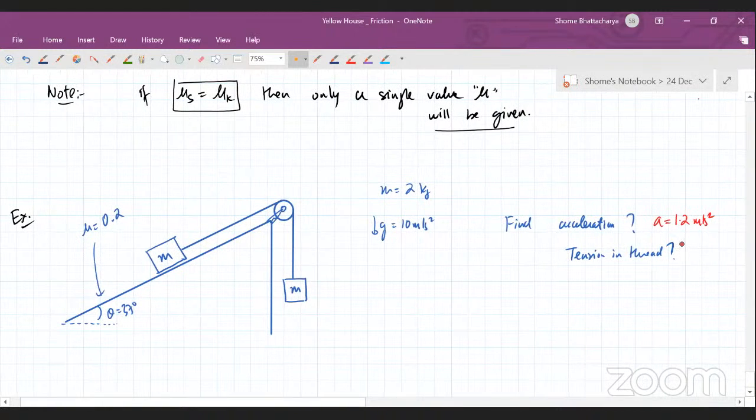And then the tension you can see will become 19.6 newtons.